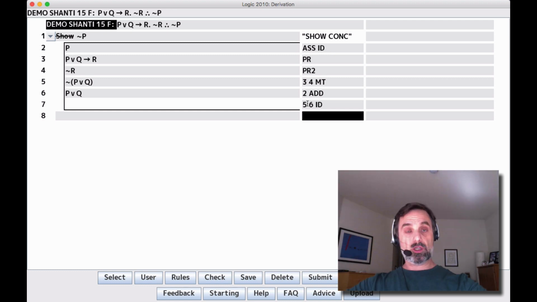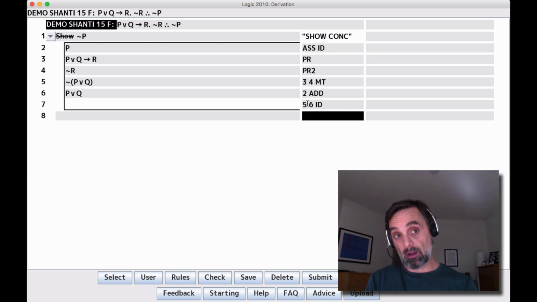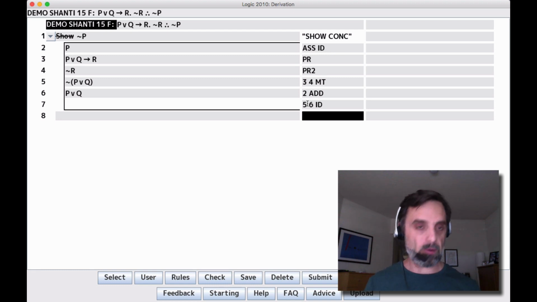So sometimes you have to think. The contradiction doesn't just emerge from your applying inference rules. You have to think about it and create it by using your introduction rules.